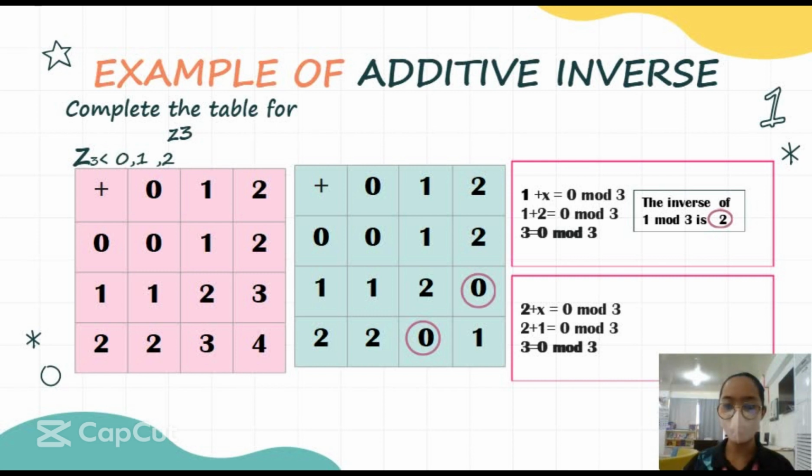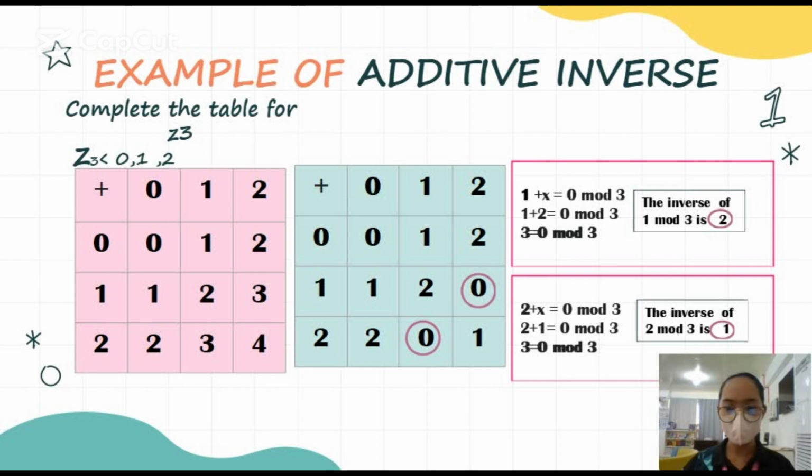Then pag i-solve nato siya, 2 plus 1 is equal to 3 gihapon. Then pag i-divide na pud nato siya, 3 kay 0 ang remainder. So tama siya. So ang inverse diraa sa 2 mod 3 is 1. So ingon-ani lang siya pag-solve sa additive inverse diri sa Z3 table.